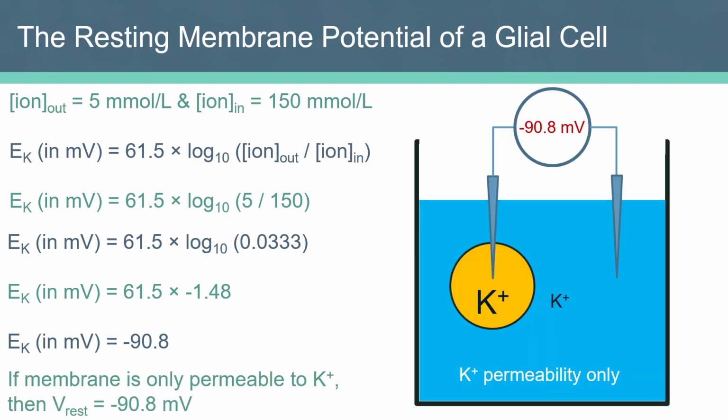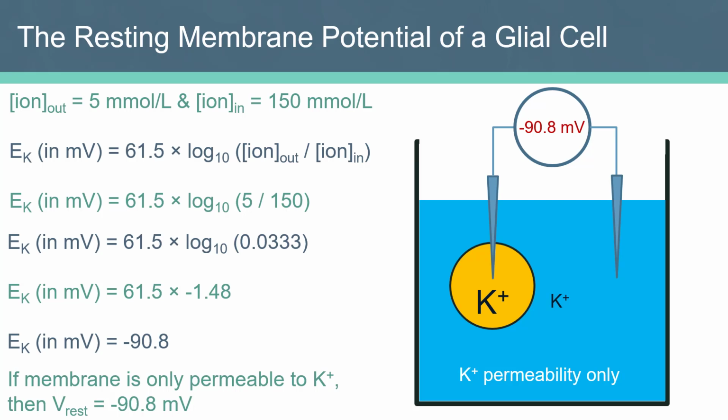This means that its resting membrane potential is exactly equal to the potassium equilibrium potential. Therefore, the resting membrane potential of a glial cell is negative 90.8 millivolts. It turns out that despite the fact that glial cells do have other types of ion channels besides potassium channels, the resting membrane potential of most glial cells is about negative 90 millivolts. Thus, a glial cell predominantly has potassium channels, and its resting membrane potential can be approximated with the Nernst equation.